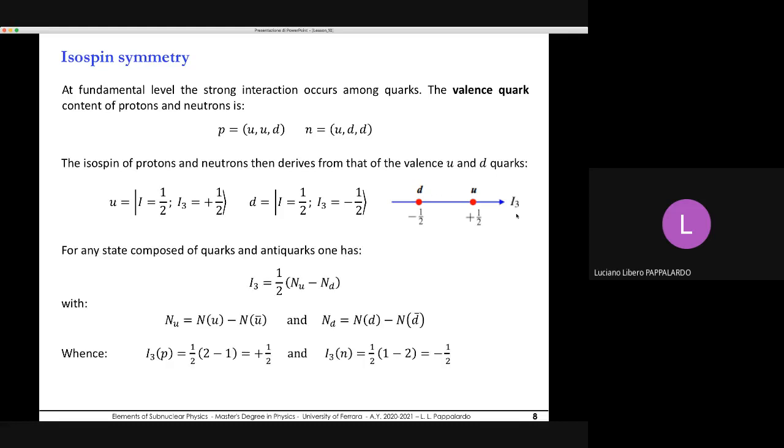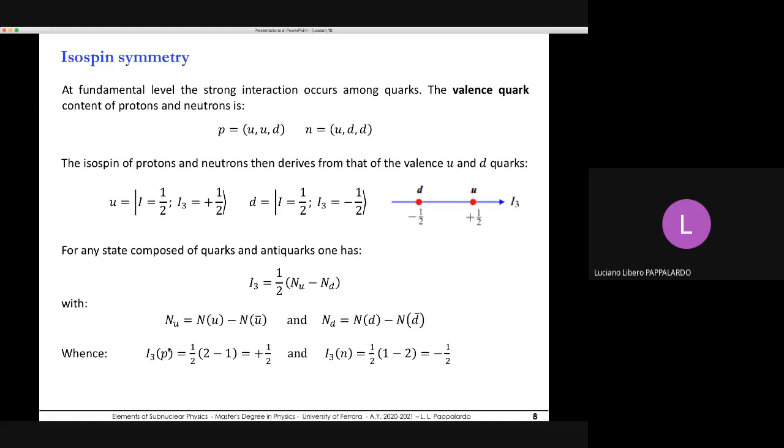Now, for any state which is composed of quarks and antiquarks, so any hadron essentially, the value of the third component of isospin is related to the number of quarks and antiquarks by this relation. So it's 1/2 (Nu minus Nd), where Nu is the total number of up quarks minus the total number of up antiquarks, and Nd is the total number of down quarks minus the total number of anti-down quarks.